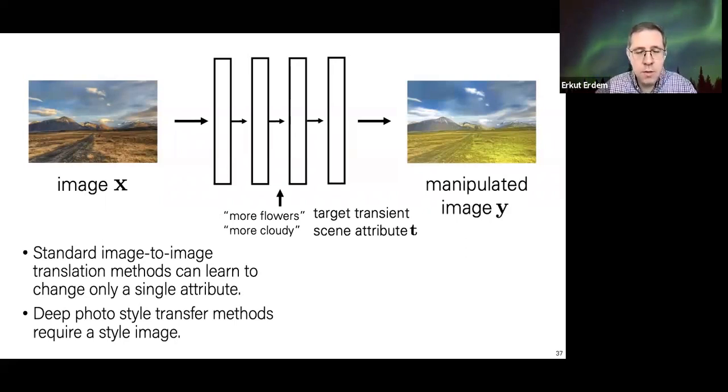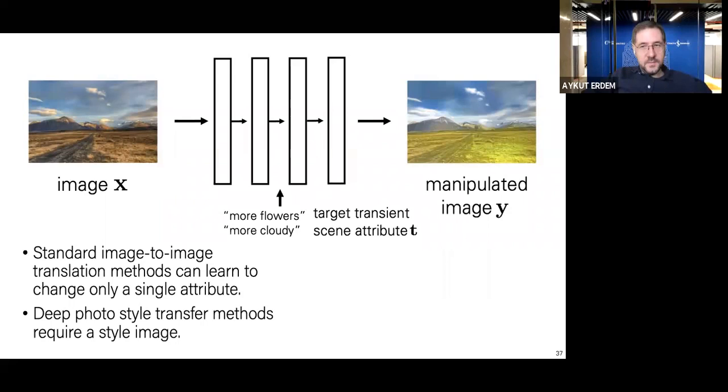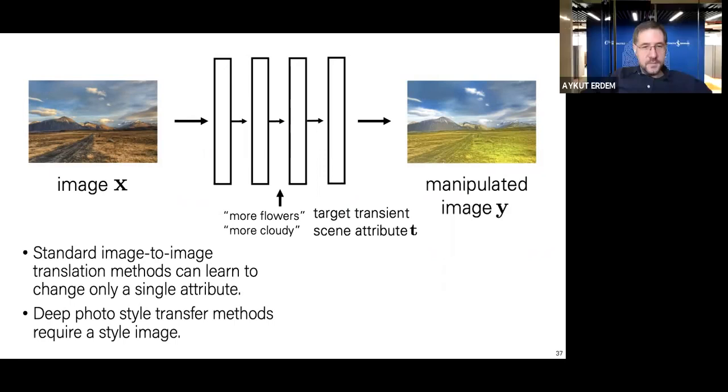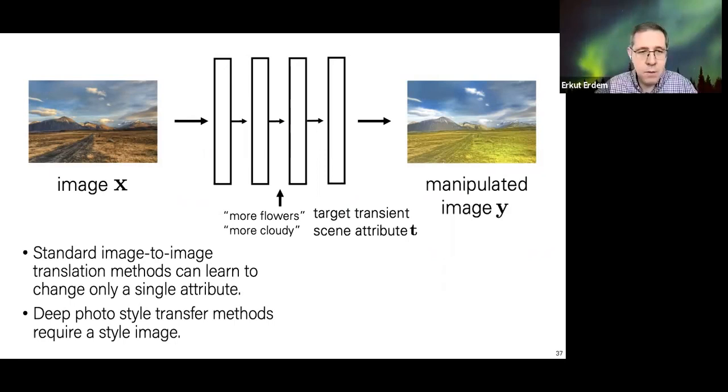Instead here, we are learning the spatial relationships between two different image regions by using the transient attributes and their semantic classes. So in that sense, it is way beyond the standard deep photo style transfer methods, because we do not have any other style image as another input.